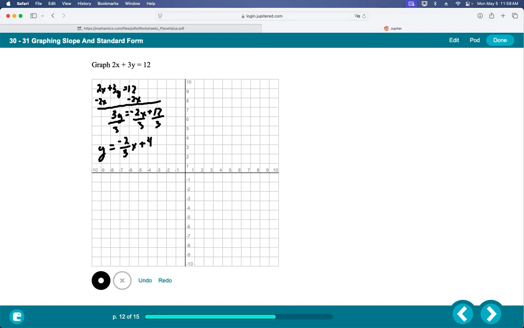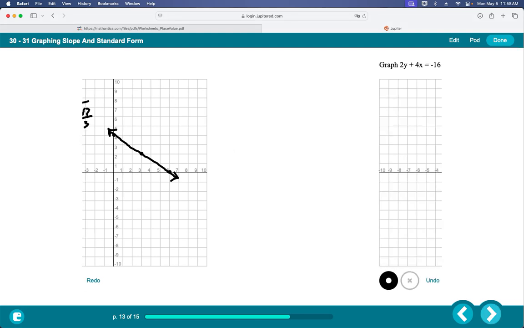So I start at the positive 4, and I'm going to go down 2 to the right 3. So down 2 to the right 3. Down 2 to the right 3. Draw my line through that. And there's your line. Easy peasy.